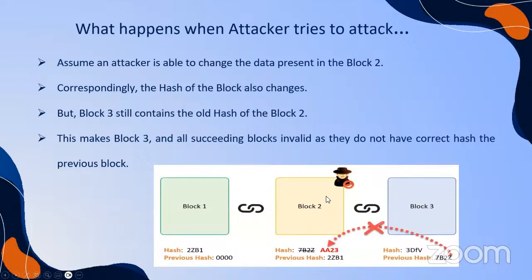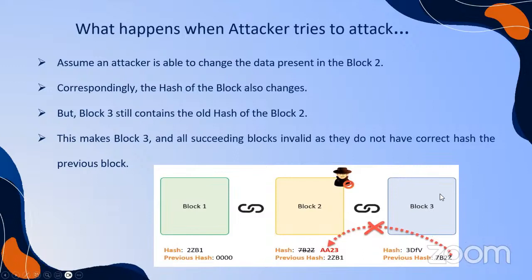But the attacker tries to manipulate the data of block 2. If we manipulate the data, that changes the hash. We have generated a new hash, AA23, because we changed some data of the block. But in block 3 we have already stored the previous hash, 7B2Z. That means the chain is broken.